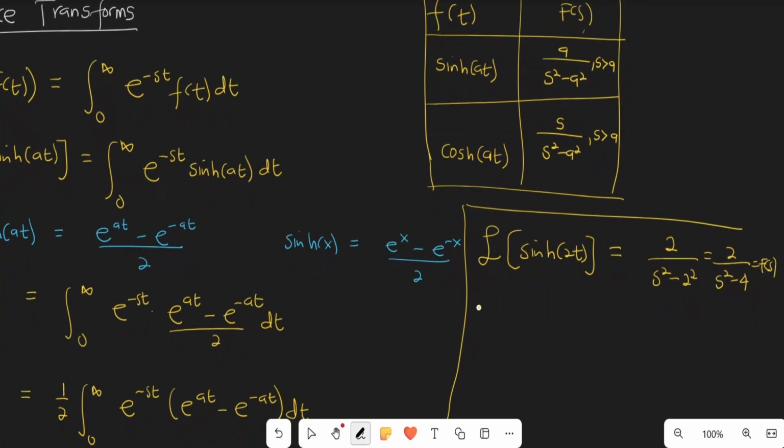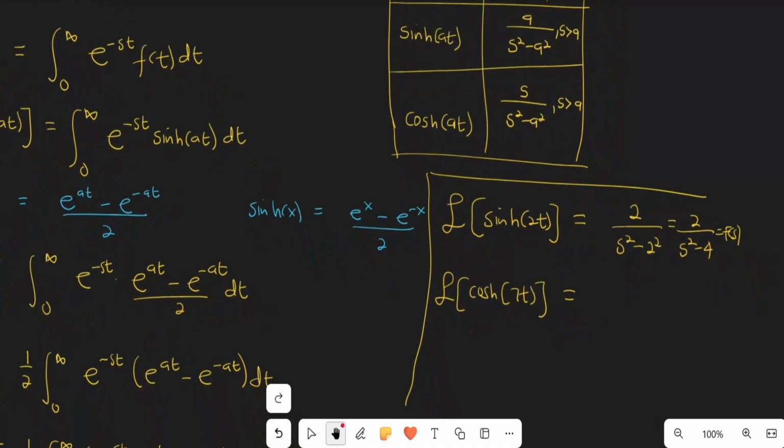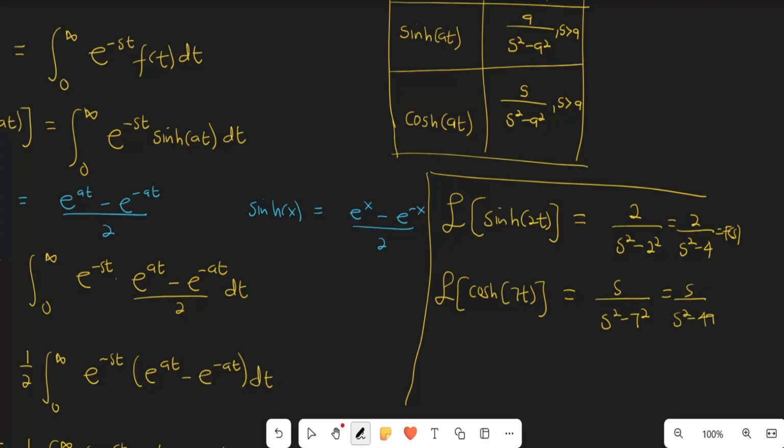Now, what about the Laplace transform of the cosine hyperbolic of, let's say, 7t. Why not? So how do you find the Laplace transform of the cosine hyperbolic of 7t? So we are going to use this. A here is equal to 7. So we just replace it there, and now we are going to have s divided by s squared minus a squared. A is 7, so this is equal to s all over s squared minus 7 squared, which is 49. And this one is equal to capital F of s, the Laplace transform of the cosine hyperbolic of 7t.